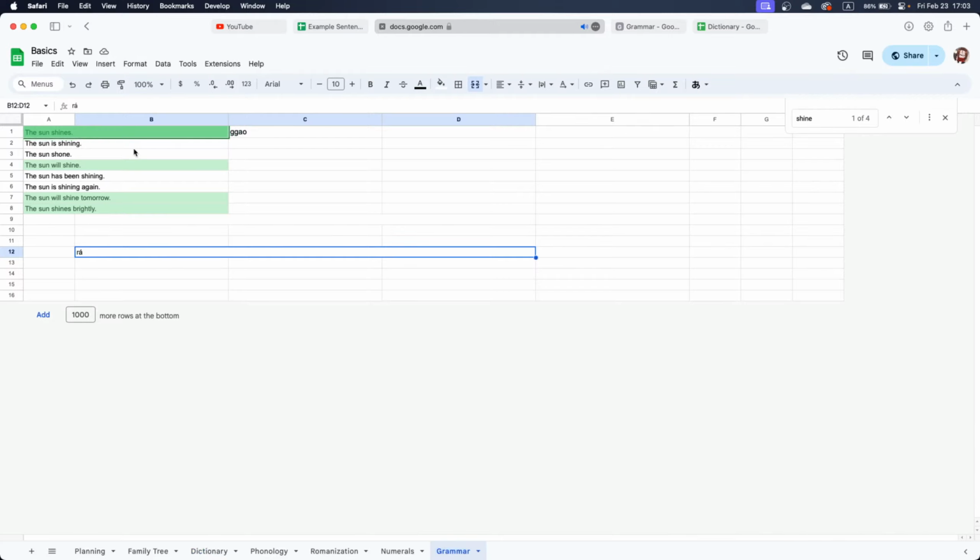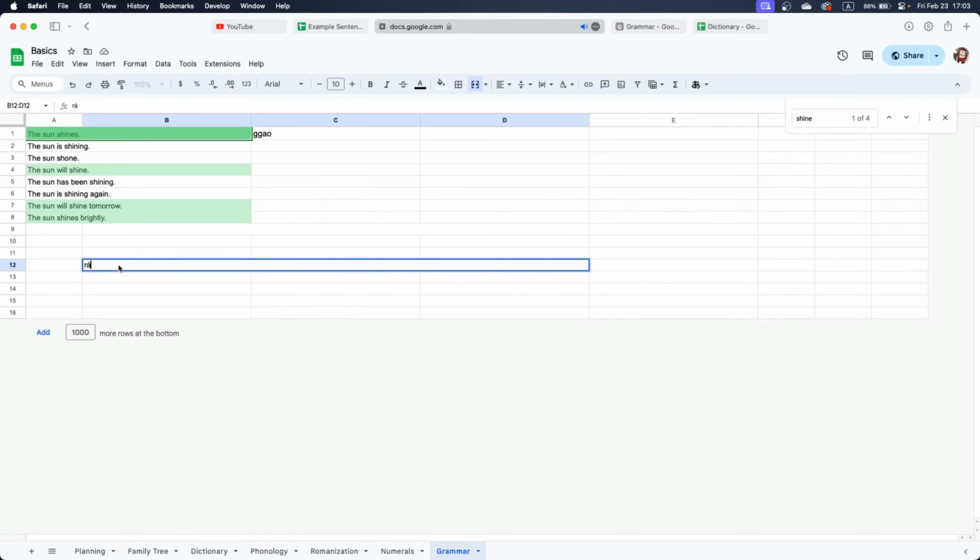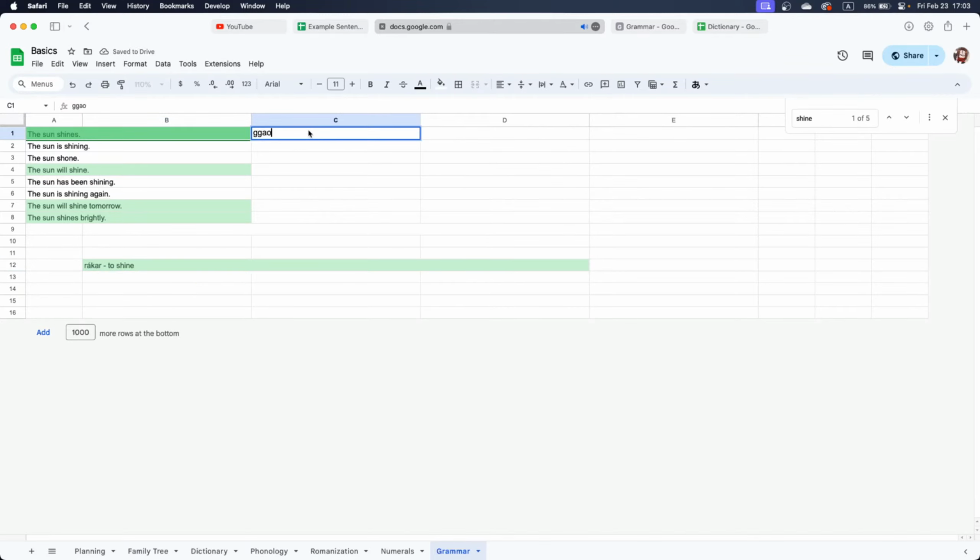So, you zoom in for you guys. Ra, rara, raka, raka, raka. To shine. So the sun shines. Gaya, gaya, rakar. And I think I'll have that as an agent.